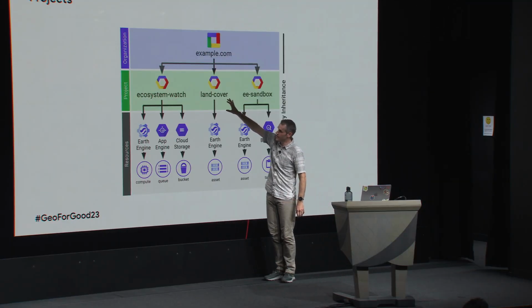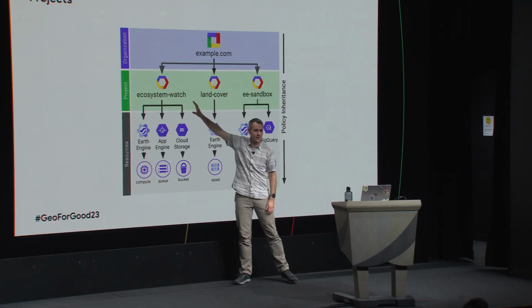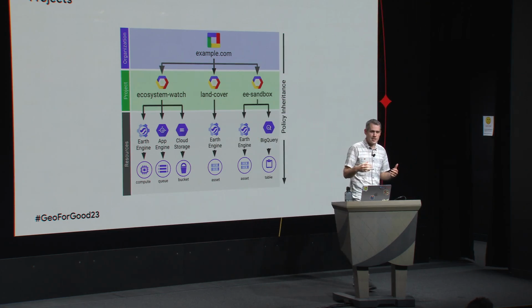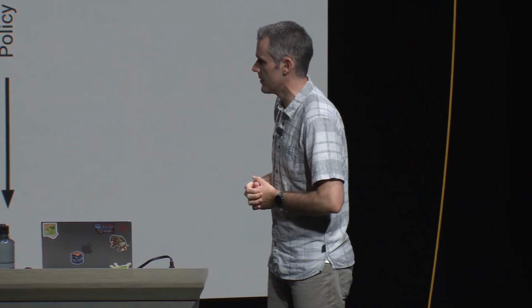It's a really good idea when you start working in Google Cloud to think about how am I going to segment my projects, right? Because as I said, that's how you control things and that's how you monitor usage. If you want to know how much Earth Engine is being used for the land cover product, irrespective of what's going on with Ecosystem Watch, you need to separate those projects. And so it's a good idea to think about how am I going to segment my work? How am I going to segment my projects and separate them?